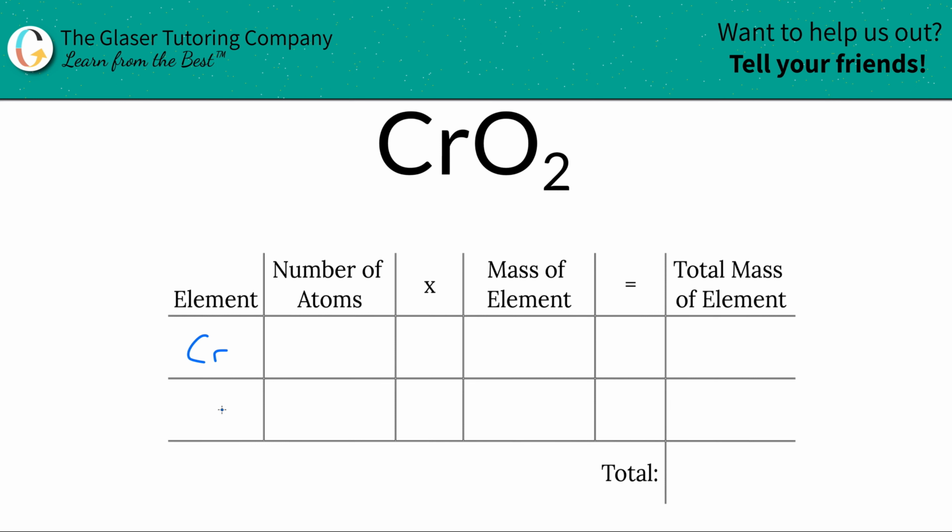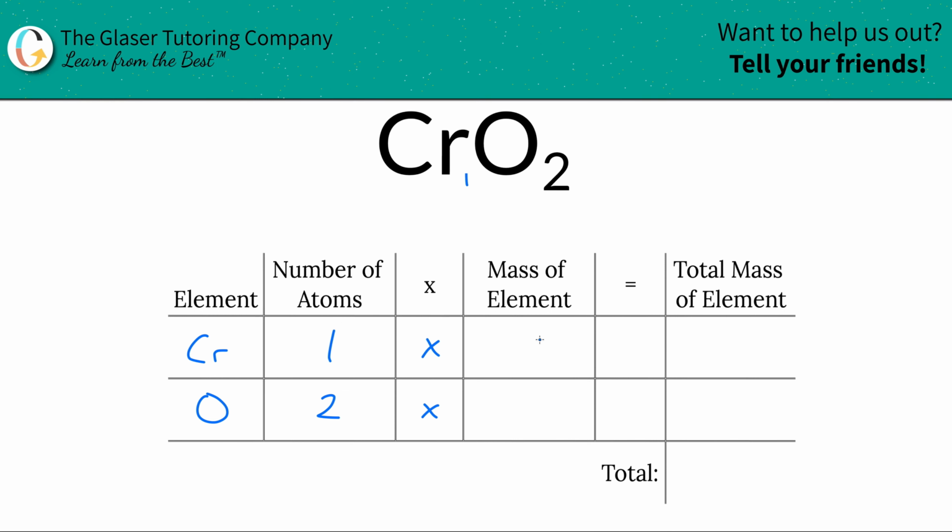So I see chromium, Cr, and I see oxygen. Next, we're going to write down the number of atoms of each. So that's where the subscripts come into play. At the bottom of chromium, there is an invisible 1 down there. So that means that there's 1 chromium atom. And then there are 2 oxygen atoms.